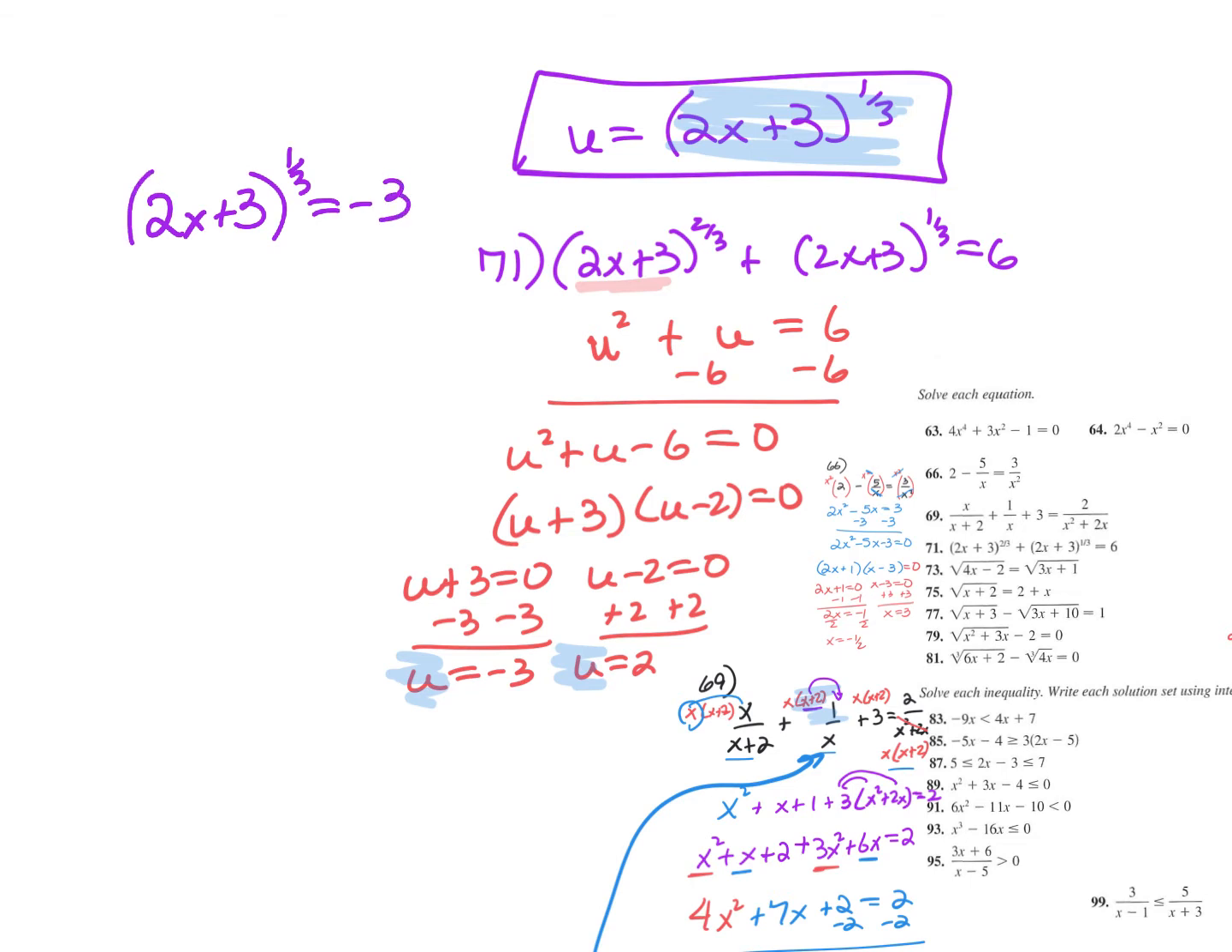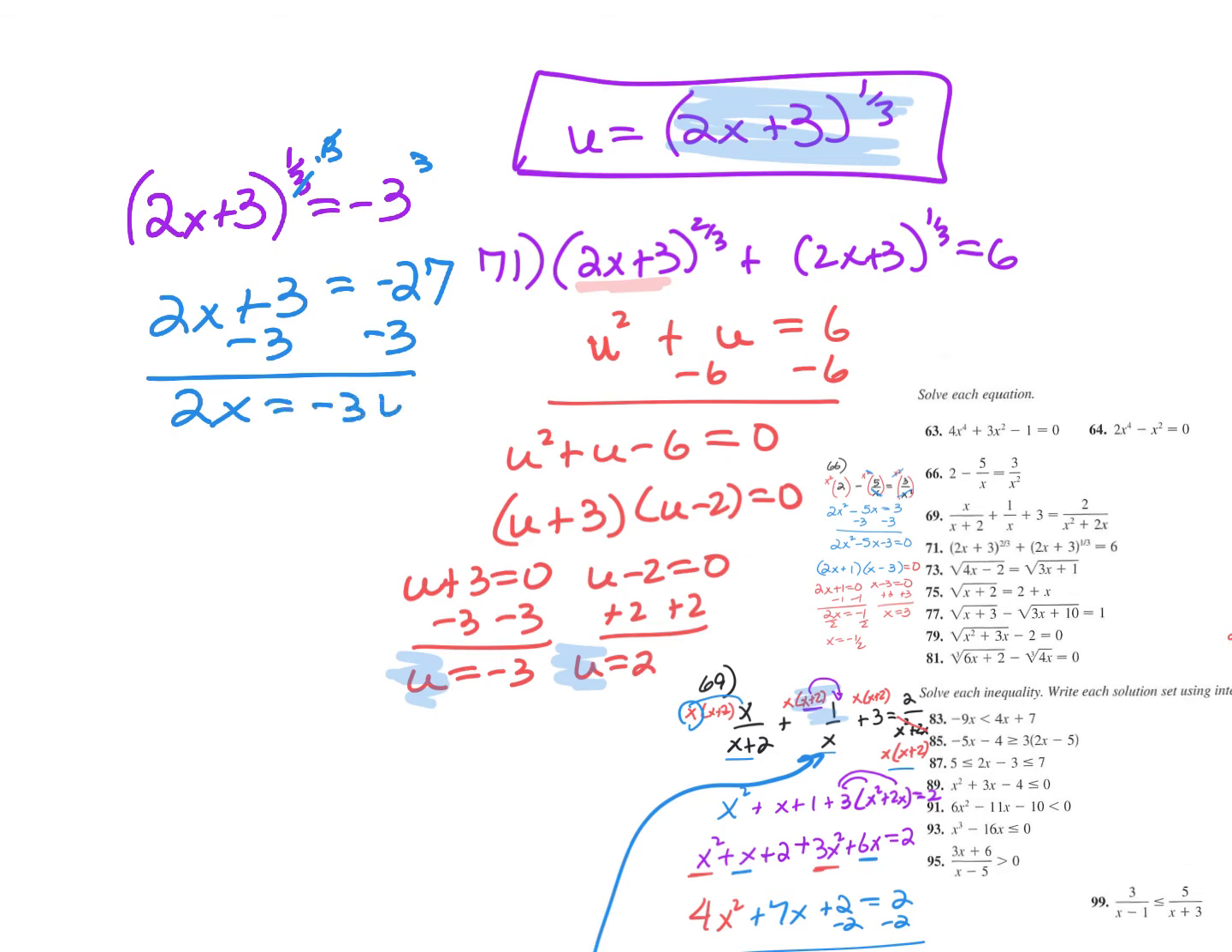In order to get rid of that fraction exponent, I'm going to raise both sides to the 3rd power. Because remember, a power to a power, we multiply, and this just becomes a 1. So this becomes 2x plus 3. And then -3 to the 3rd power is -27. Going to subtract 3. 2x equals -30. Divide by 2. And x equals -15.